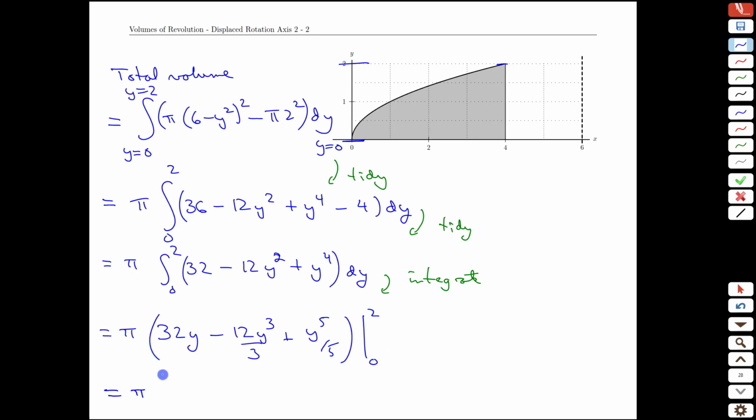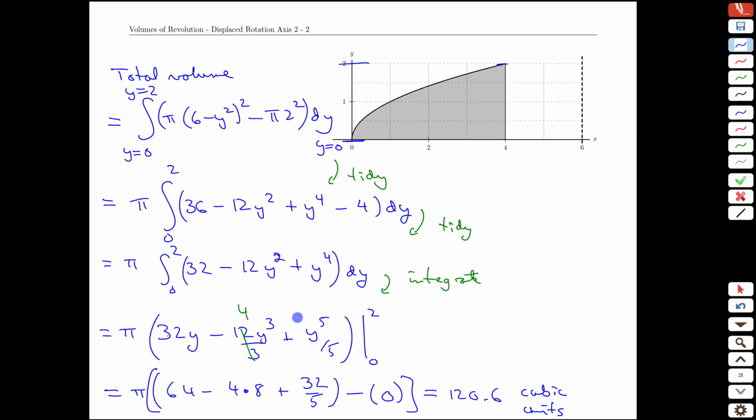That turns into pi times 32 times 2, 64. 12 times, actually that's just 4, so it'll be 4 times 2 cubed, which is 8, plus 32 over 5. Subbing in the 0 values, we get 0 minus 0 plus 0, that's just 0. And if we work that out, it gives us roughly 120.6 cubic units.